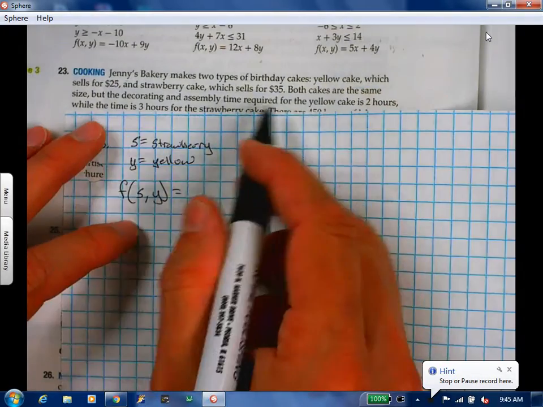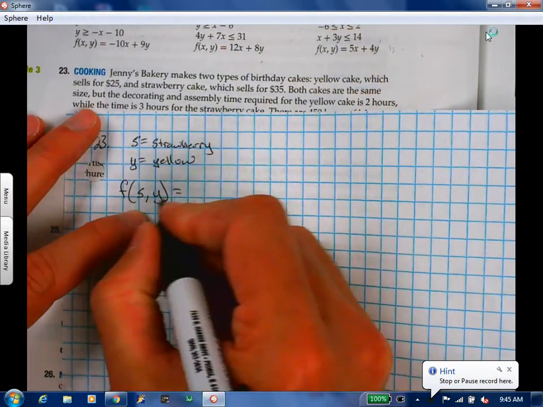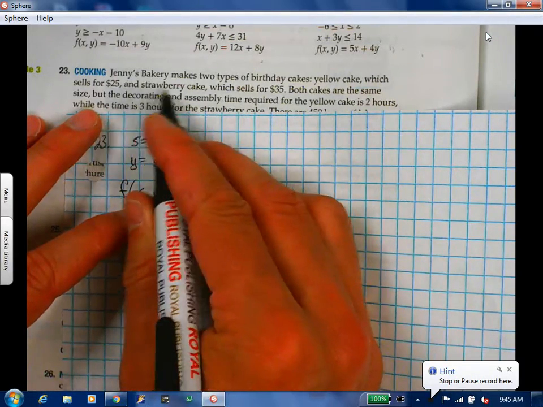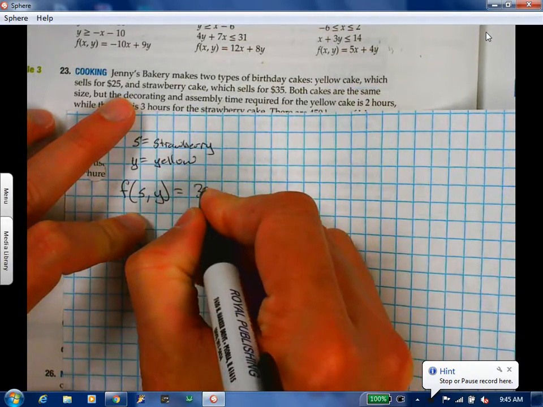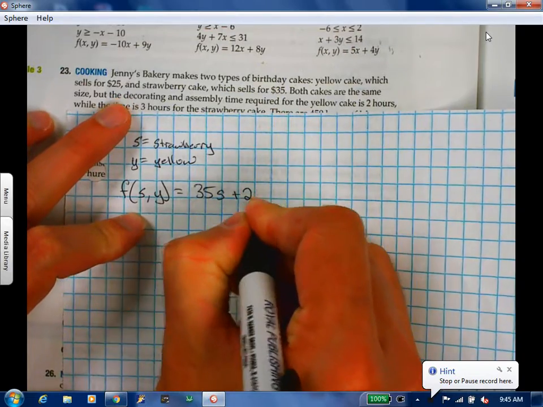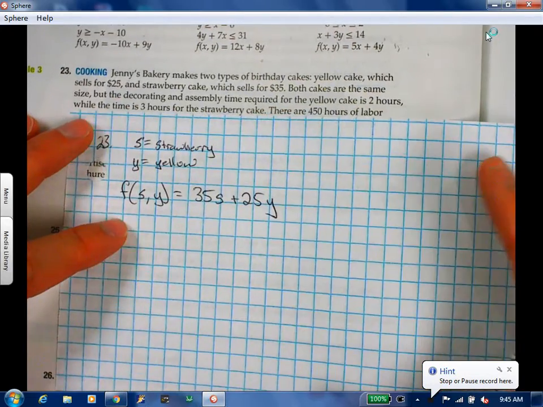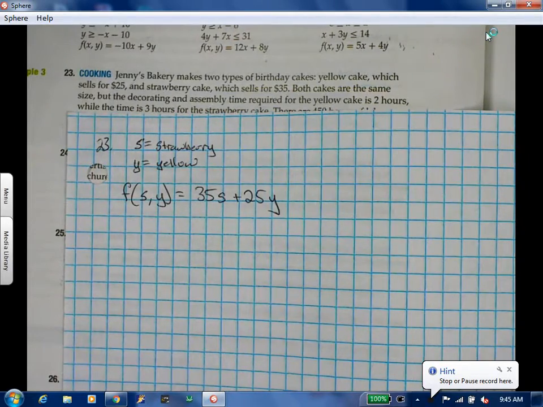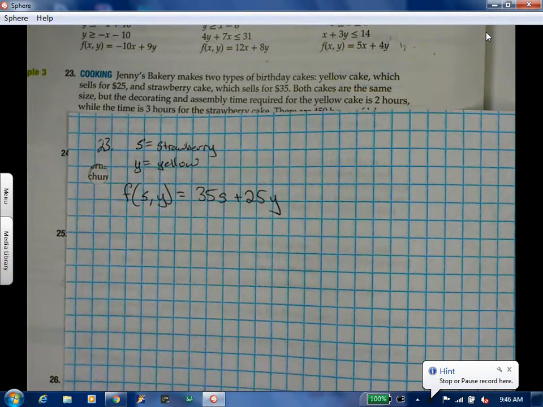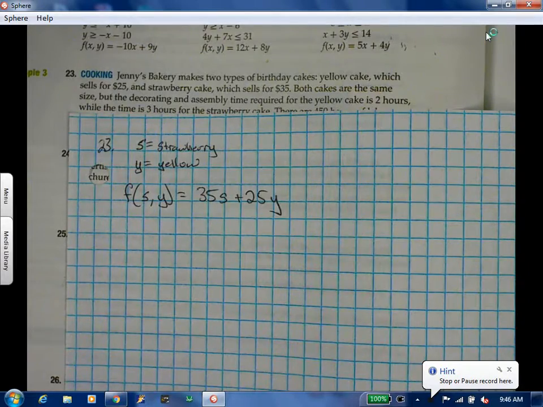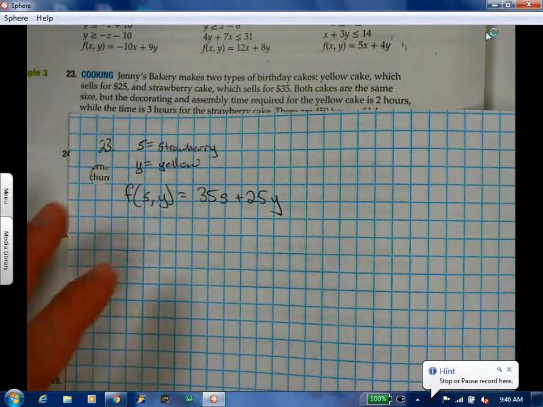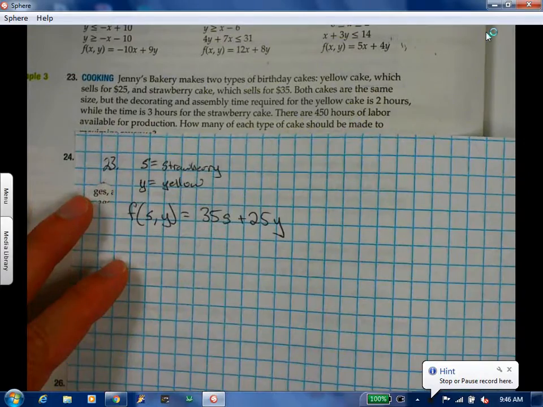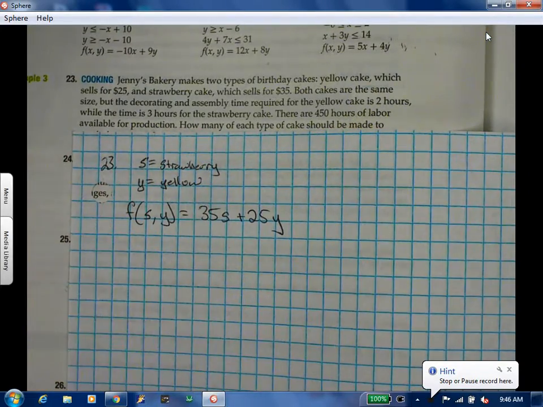So f of sy would be strawberry is 35 for a strawberry plus 25 for a yellow cake. Okay. So is that okay where that came from? Okay, so that's the f of sy. That's not going to be part of the inequalities.